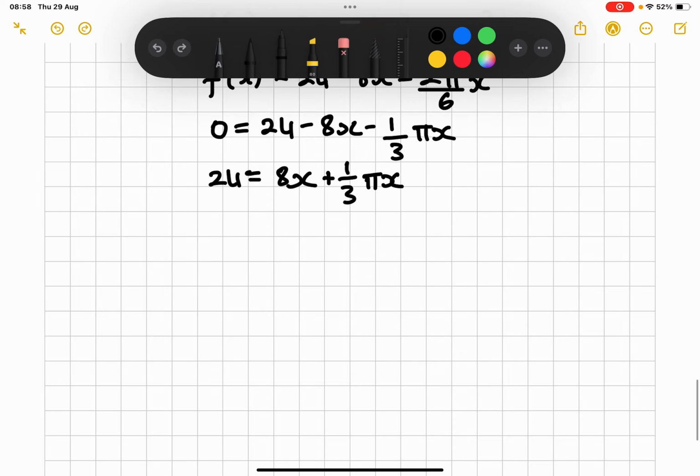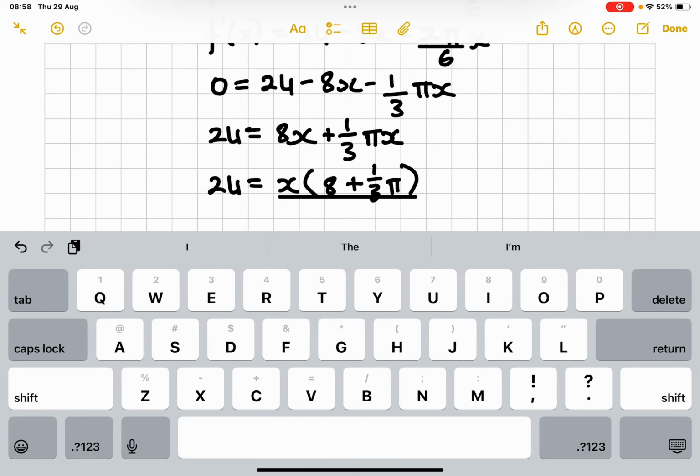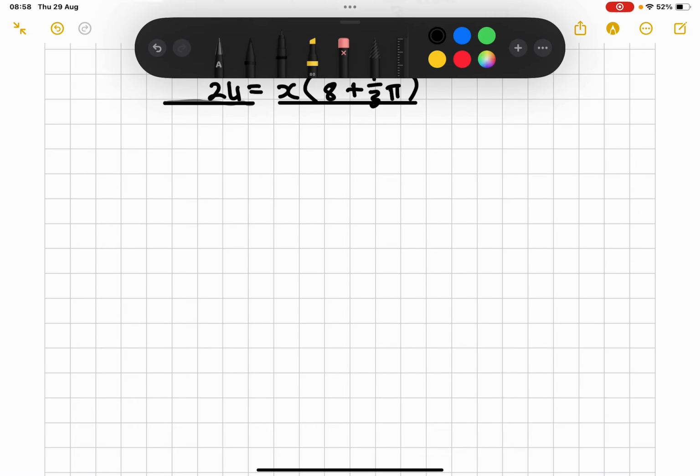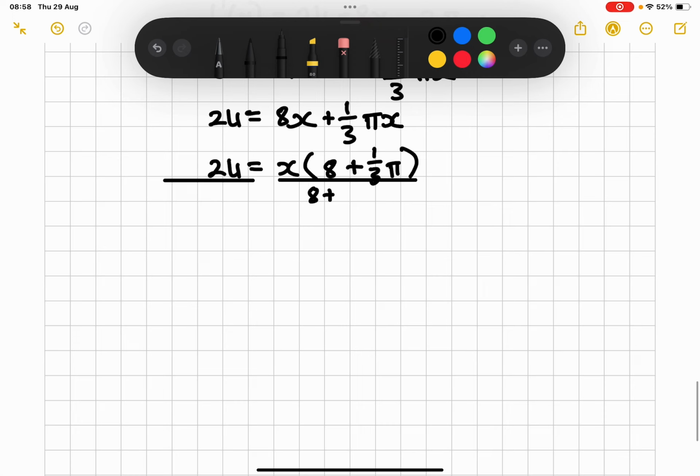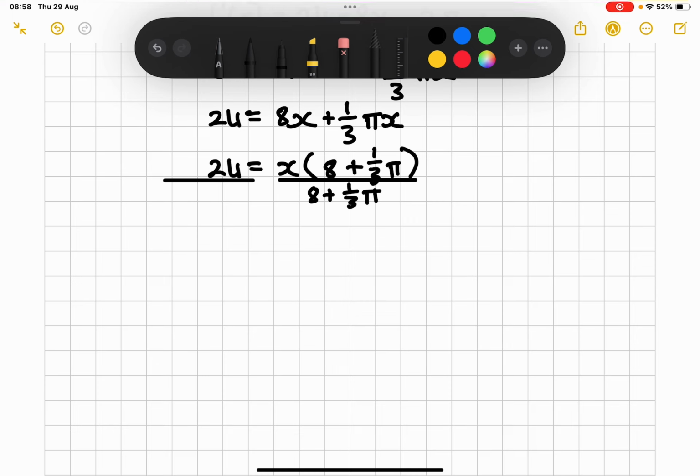Yeah, cool. So from there, we are going to put this side in terms of x. You always want to isolate your x. That's why I took the 24 over. So 24 is going to be equal to 8 plus a third pi, times x. Okay, so now don't overcomplicate your life. Don't try to simplify it. Just divide the whole side. Divide both sides by this thing, which is the 8 plus 1 over 3 pi. Okay, I do not actually have my calculator with me right now, so that's fun. Let's see if the calculator does that.